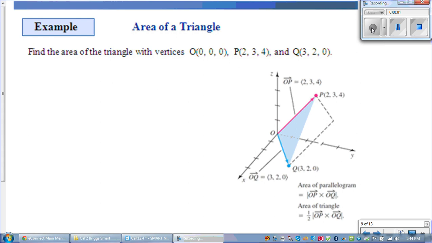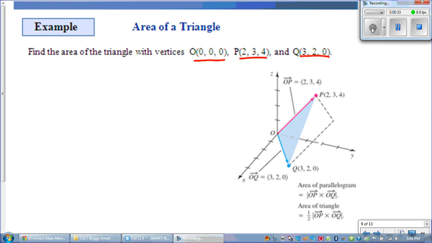Now we know how to find a cross product of two vectors. Keep in mind, the cross product gives us several types of things. We can find the area of a parallelogram by finding the magnitude of a cross product if those two vectors are the sides of a parallelogram. We can also find a vector that's orthogonal to the plane containing two vectors if we're just trying to find the cross product itself. So let's find the area of a triangle that has these vertices.